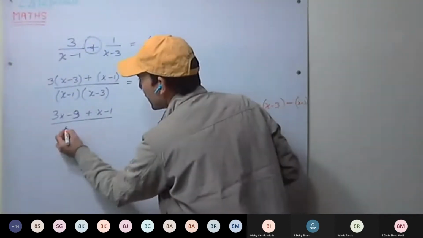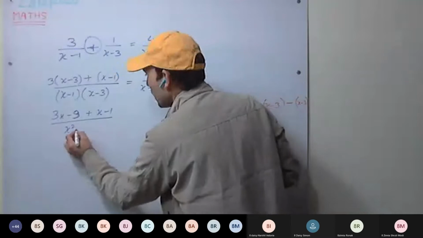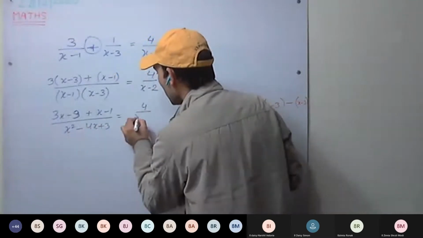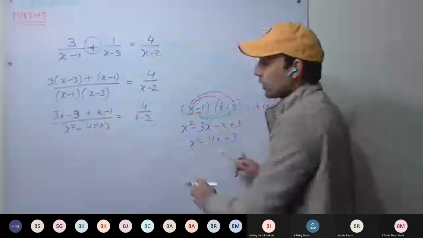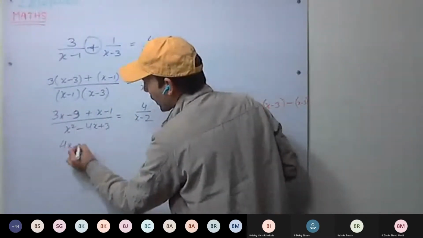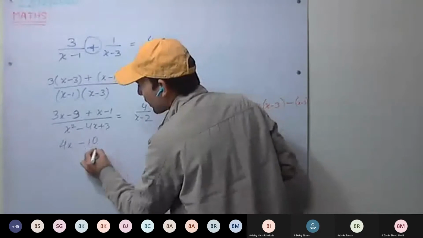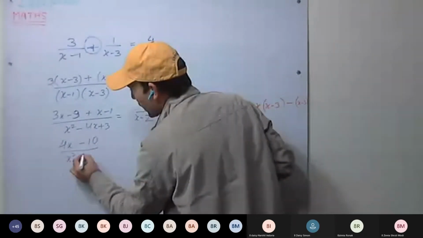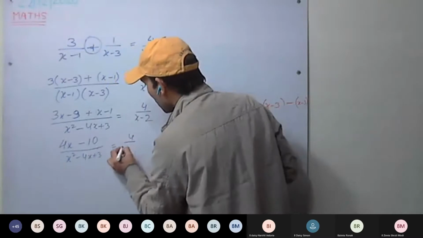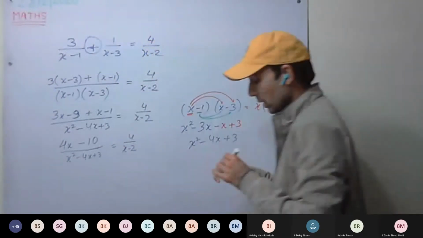So write it here: minus 4x plus 3 equal to 4 upon x minus 2. Solve this one. What are we getting? 3x plus x, 4x minus 10, upon x square minus 4x plus 3 equal to 4 upon x minus 2. Now what will we do?